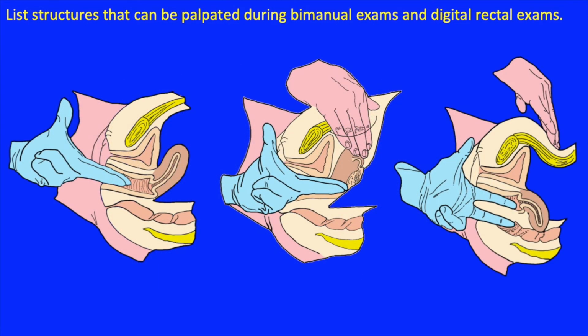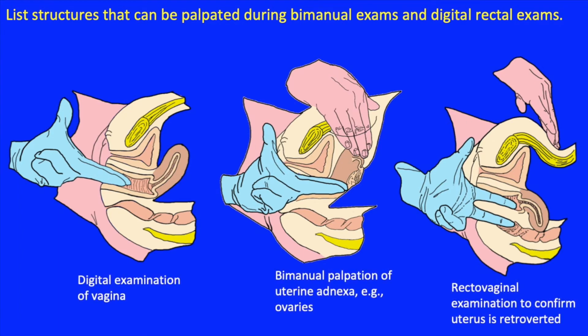The next objective to present in this lecture is to describe which pelvic organs can be palpated in a digital exam. In the female, here are the classic examples: the digital exam of the vagina, the bimanual palpation of the uterine adnexa, for example, the ovaries, and the rectovaginal examination to confirm the uterus is retroverted. It would not surprise me if in the future the use of ultrasound technology makes these invasive palpation exams obsolete.